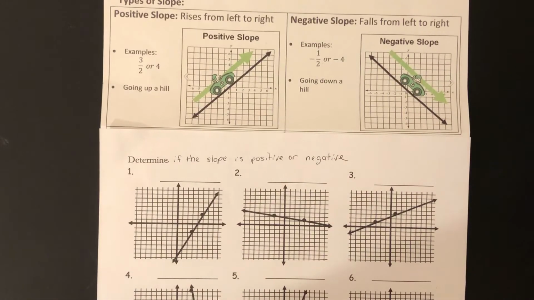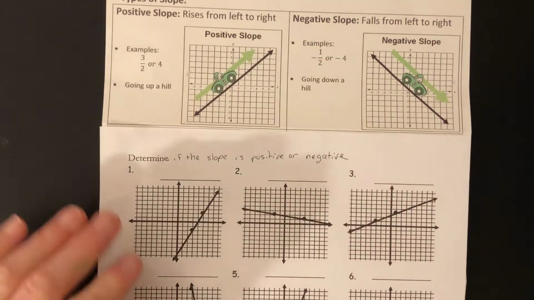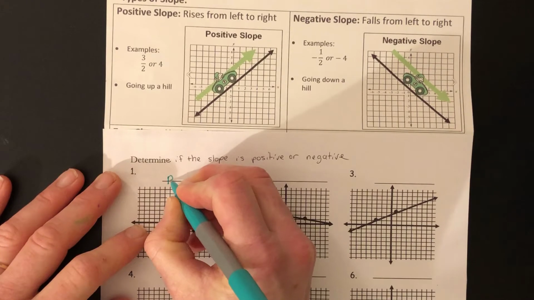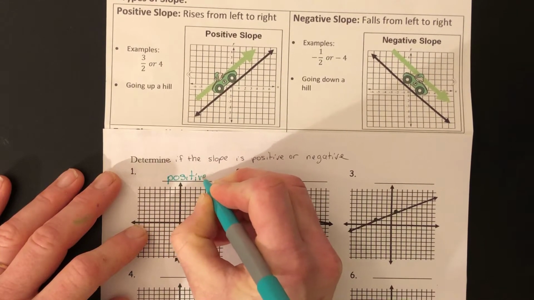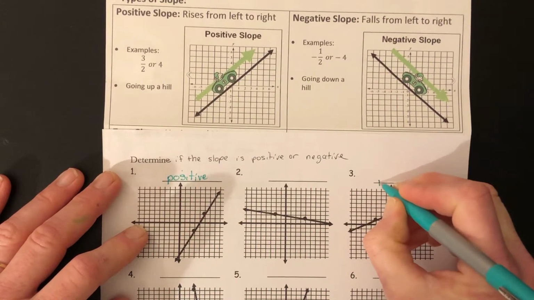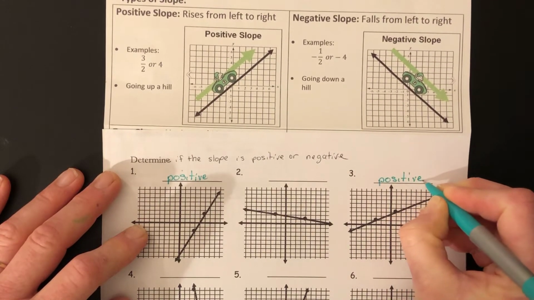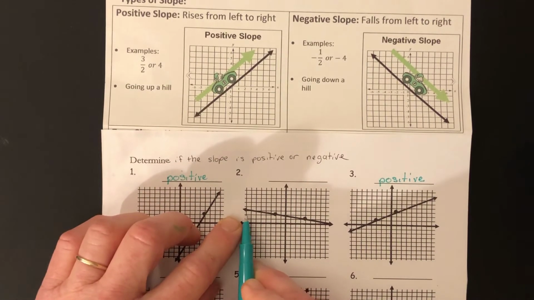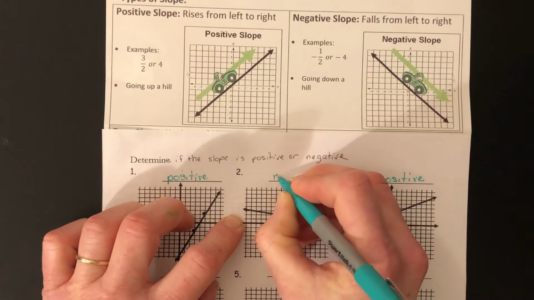I can see 2 of these are positive and 1 is negative. So positive, positive. So the first one is positive. And the third one is positive. This one, it goes down, like that one goes down, so it's a negative slope.